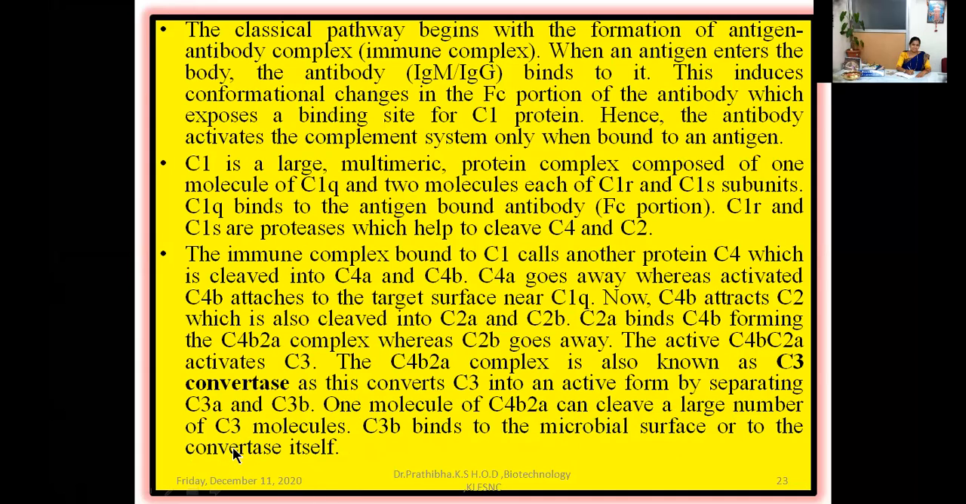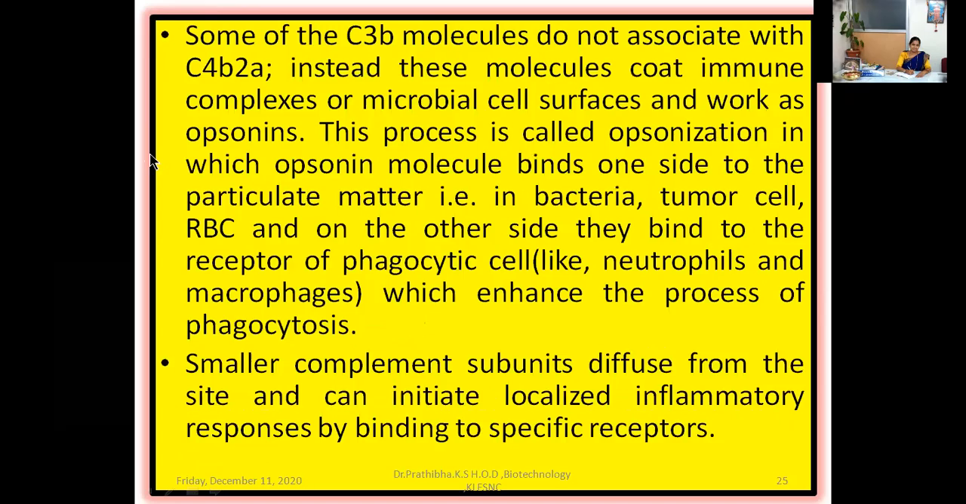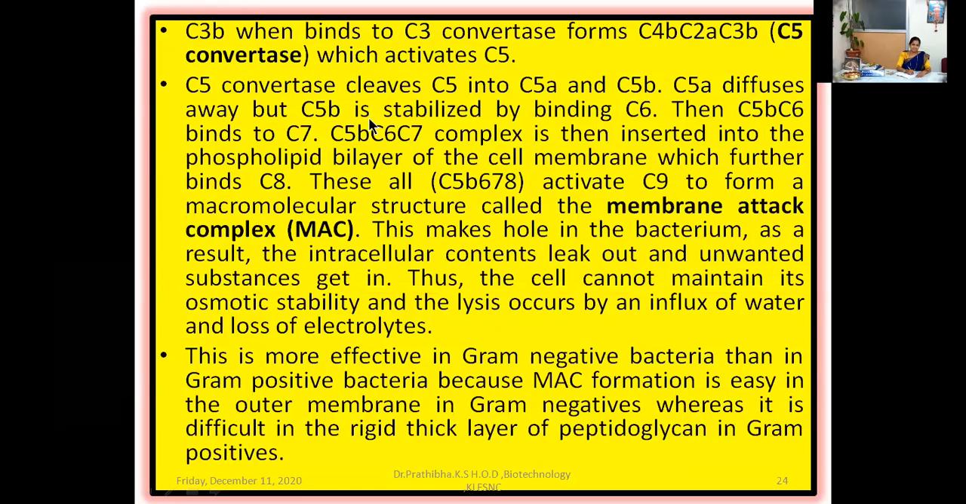So which is the convertase here? C3 convertase. C3b, when it binds to C3 convertase, forms C4b2a3b. Okay, in short, we can say C5 convertase, right? It activates C5. C5 convertase cleaves C5 into C5a and C5b. C5a diffuses away, but C5b is stabilized by binding C6.